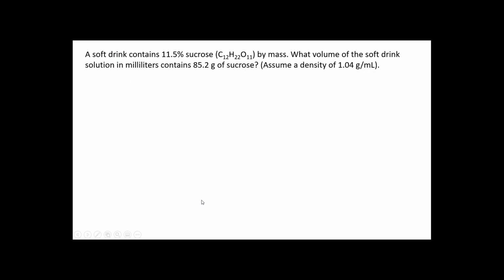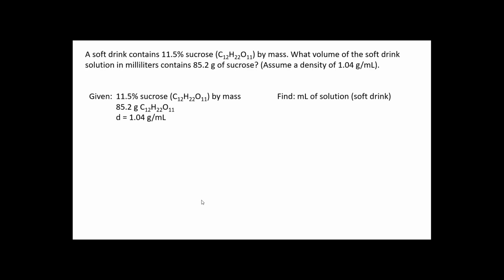Here's an example to show you what I'm talking about, because that might be a little confusing. A soft drink contains 11.5% sucrose by mass. What volume of the soft drink solution in milliliters contains 85.2 grams of sucrose? Here we're also given another density. So this is asking for the volume in milliliters. That is what our final product has to be.